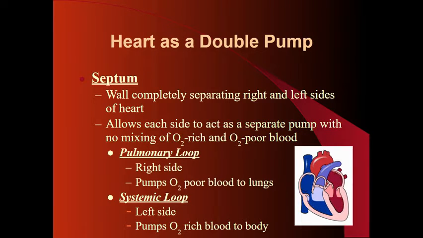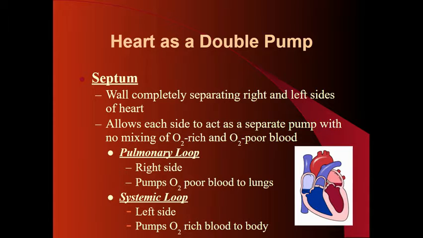So the heart actually functions as a double pump, and that's because of the wall that separates the right and left sides of the heart, and that wall is called the septum. The septum completely separates the right and left sides, so there's no mixing of oxygen rich and oxygen poor blood. The oxygen poor blood always stays on the right side. The oxygen rich blood always stays on the left side.